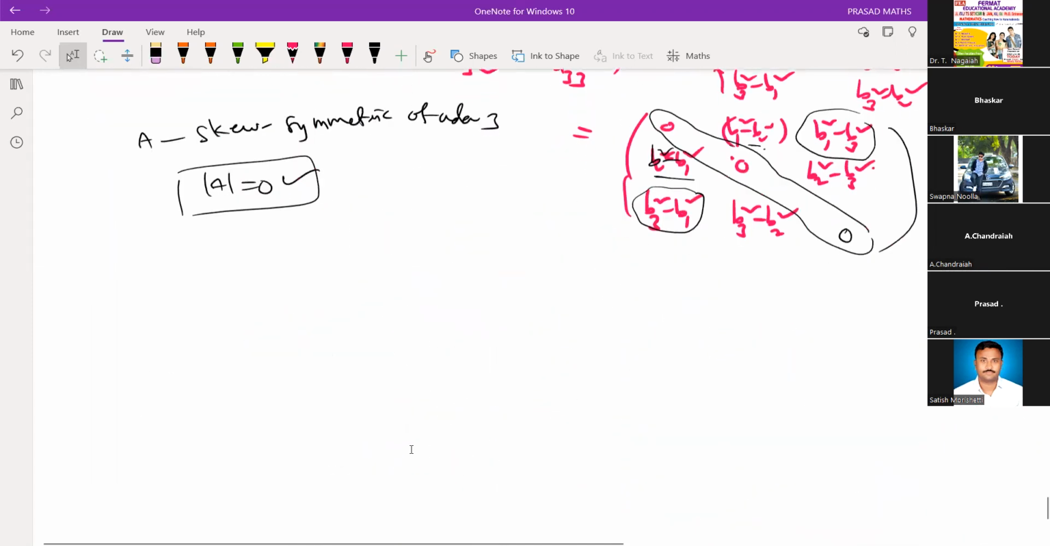Yeah, with this I conclude. 825 is there. Is there any doubt? So these are the invertible problems.